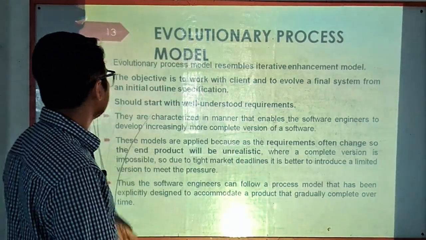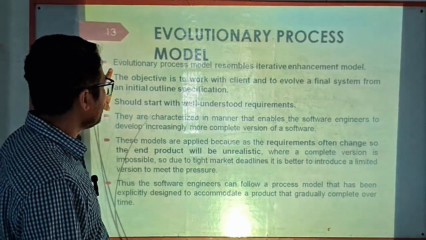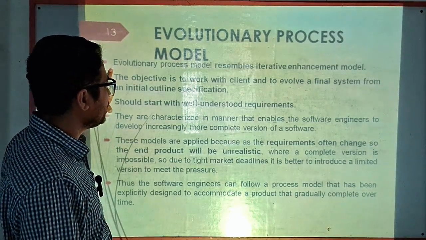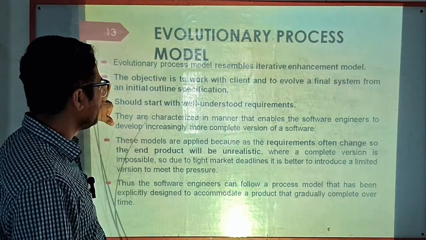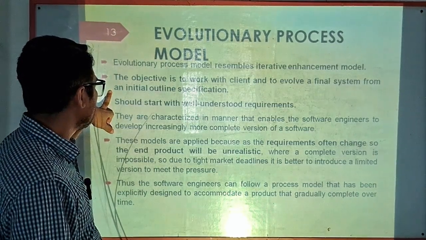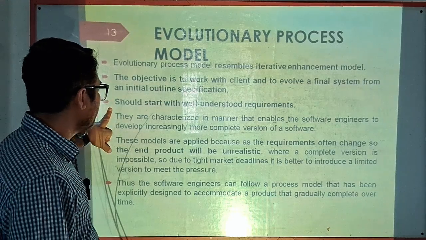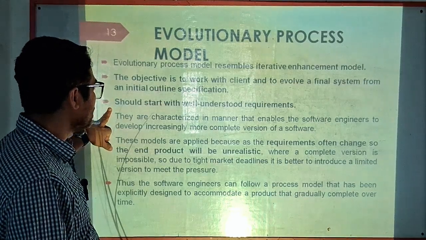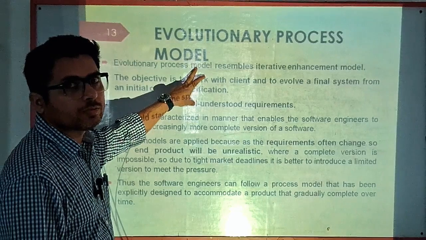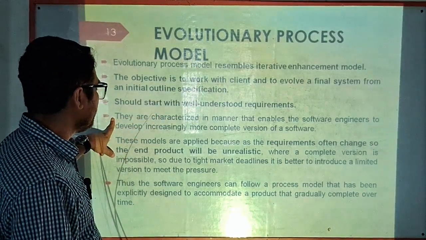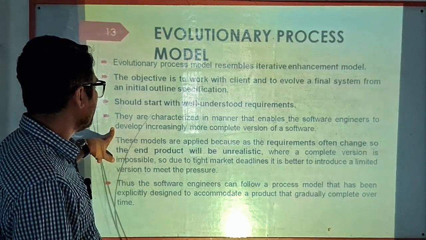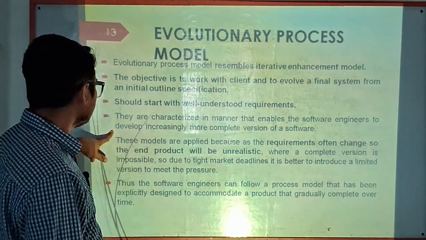So let's start. The evolutionary process model resembles iterative enhancement models. The objective is to work with the client and evolve a final system from the initial outline. It should start with well understood requirements. So this is a model very similar to iterative models. They are characterized in a manner that enables software engineers to develop increasingly more complete versions of the software.